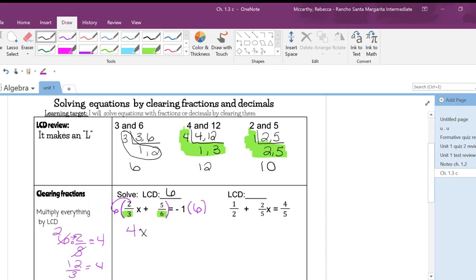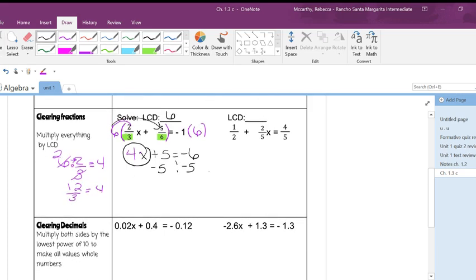Now I'm going to multiply 6 times that 5/6. Well, that just gives me a 5. Remember I said as long as you do the same thing to both sides, it's all legal. And -1 times 6 is -6. Now I no longer have that fraction to deal with. So I'm now going to isolate my variable, subtract 5 from both sides.